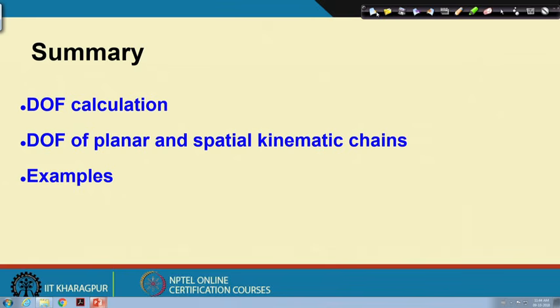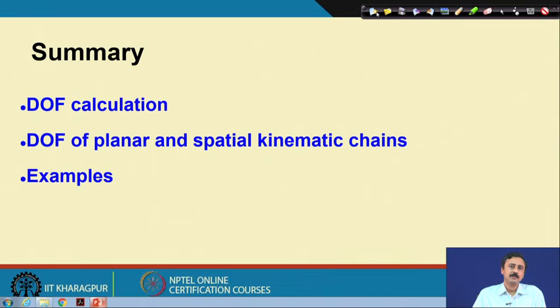So, let me summarize what we have discussed. We have calculated the degree of freedom of a kinematic chain. I have shown you how this calculation is done, and I have taken some examples of planar and spatial chains and demonstrated this calculation. With that, I will close this lecture.